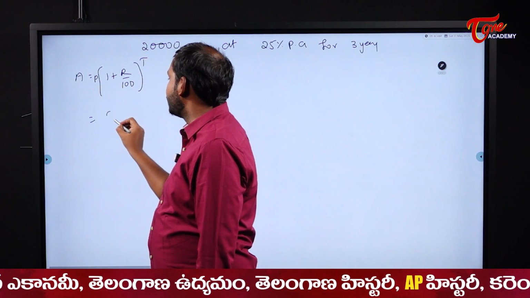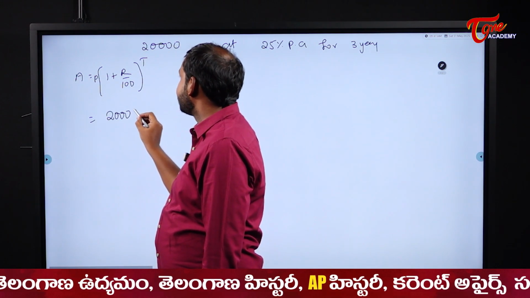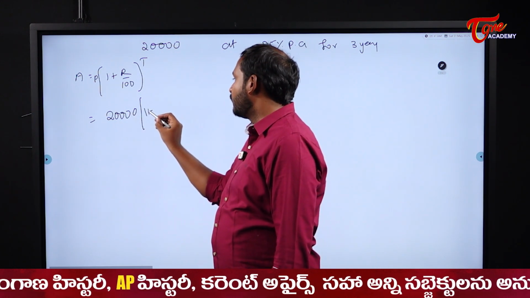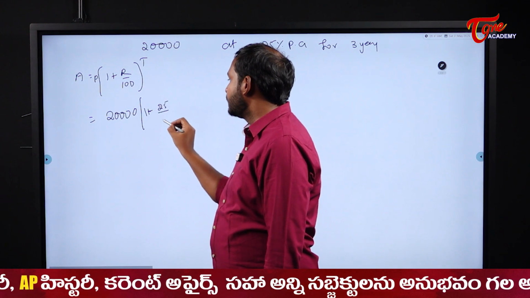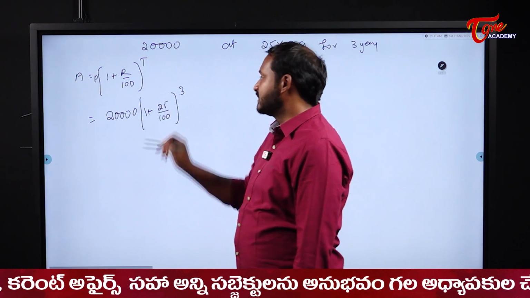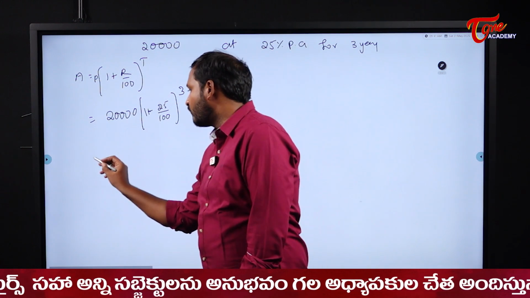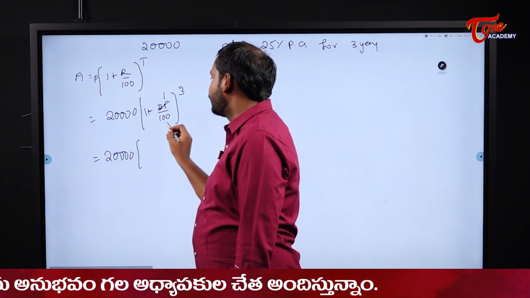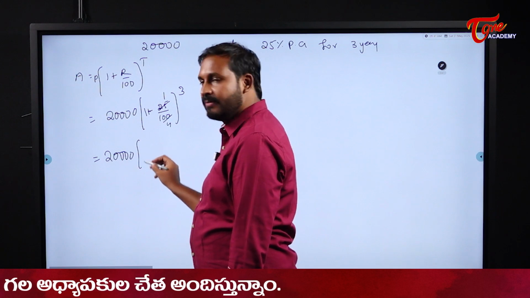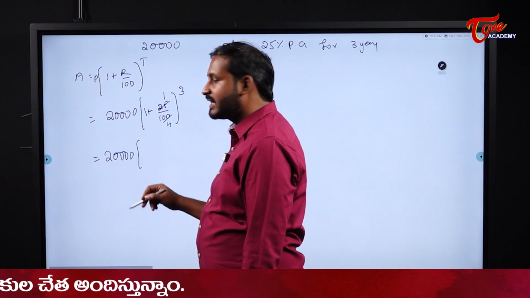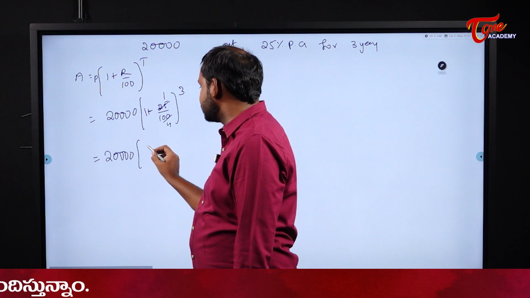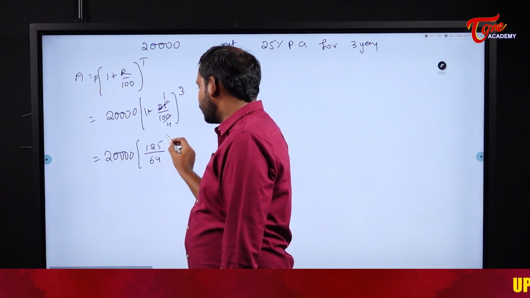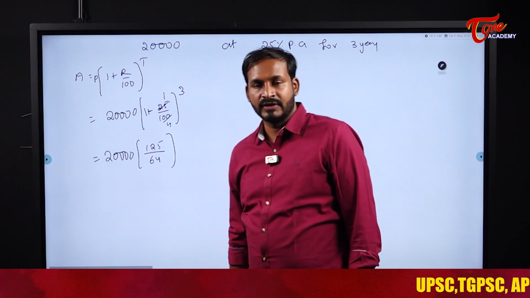So what is P here for me? 20,000. 1 plus what is the rate of interest here for me? 25%. 1 plus 25 by 100. And how many years? 3 years. So now what happens to this? 20,000 into 1 times 4 times, it will become what? 5 by 4. 5 by 4, what can I write here, students, directly? I will write directly this as 125 by 64.